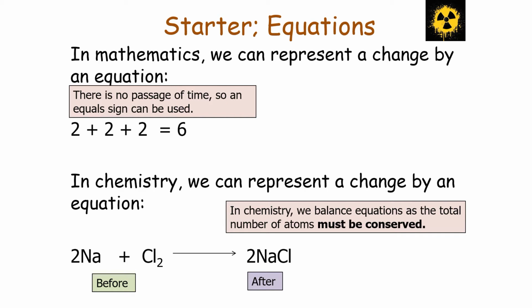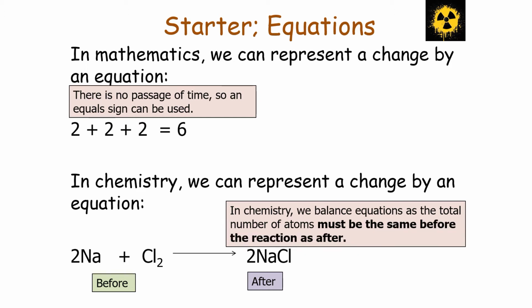So in chemistry we balance equations because the total number of atoms before the chemical reaction must be the same as the total number of atoms after the chemical reaction. The total number of atoms must be conserved, and the word conserved means to stay the same. So we've got to balance our equations because the total number of atoms before the reaction is the same as the number after the reaction.